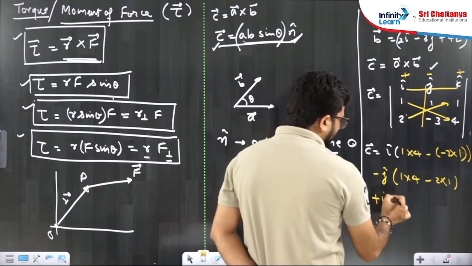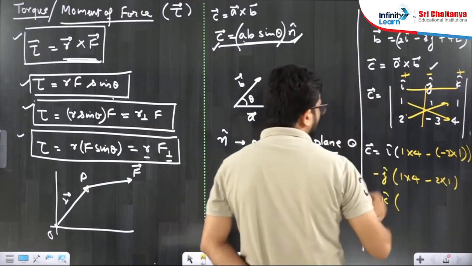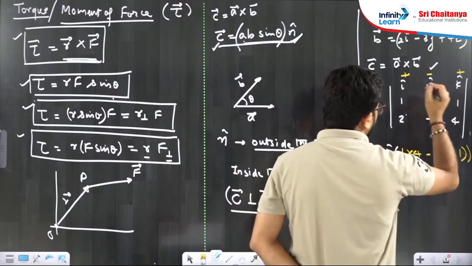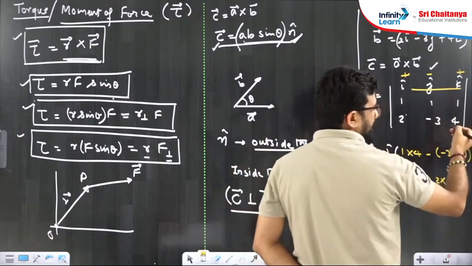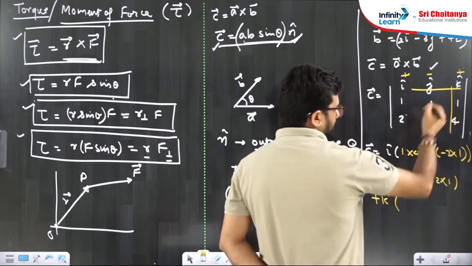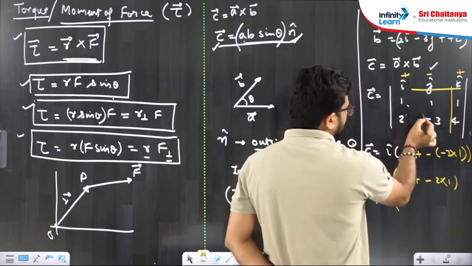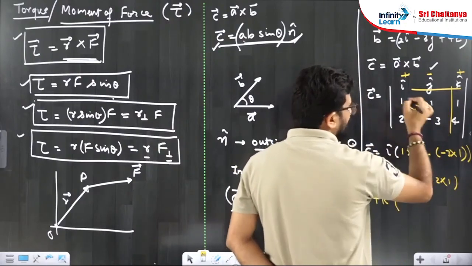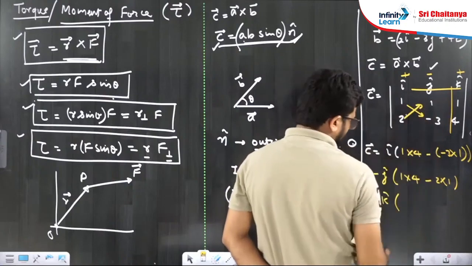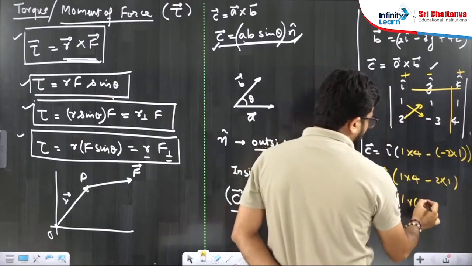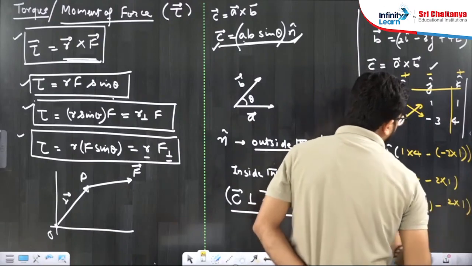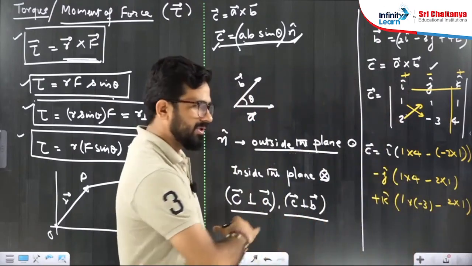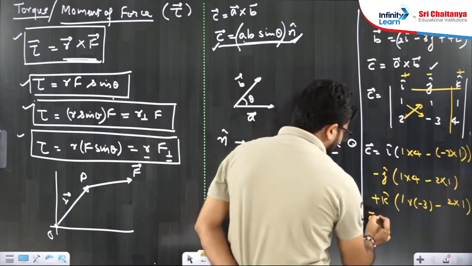Similarly for K cap: from this row nothing is taken and from this column we will not take anything. So just multiply like this: 1 into minus 3 minus 2 into 1. That means 1 into minus 3 minus 2 into 1. That is a very simple thing we are doing, so just calculate a little bit and you will understand.